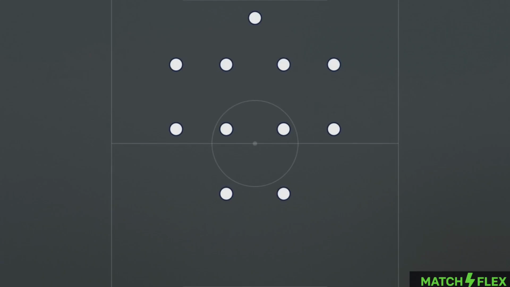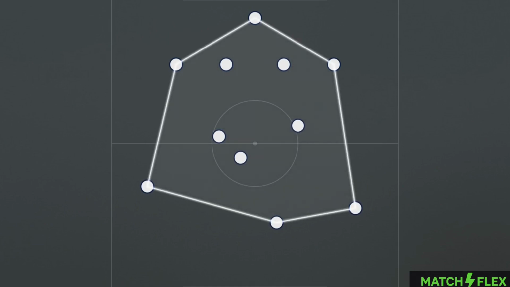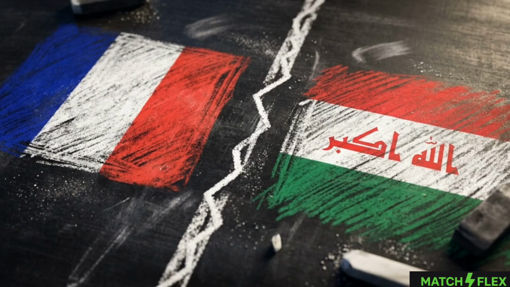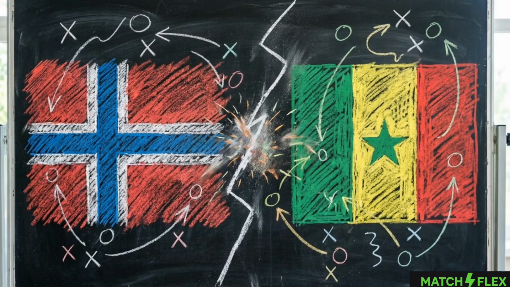This board shows a rigid 4-4-2 defensive block dissolving into an asymmetrical 4-3-3 attacking shape. In modern international football, tournament survival often comes down to this specific transformation: how strictly a team maintains structural discipline and how efficiently their opponent breaks it. 3 critical group stage matchups test this dynamic perfectly: Argentina against Austria, France facing Iraq, and Norway taking on Senegal.